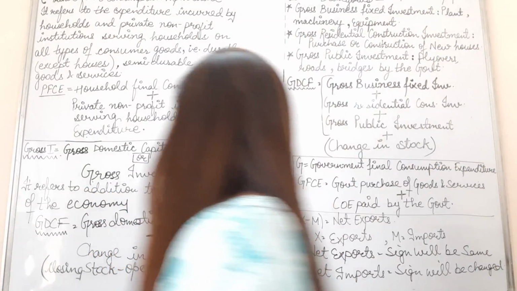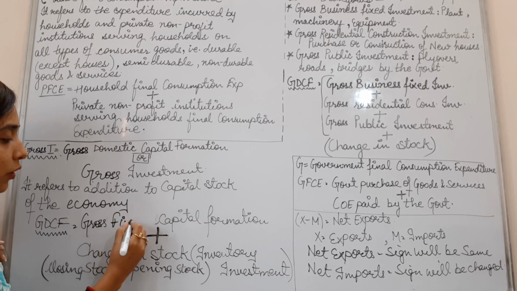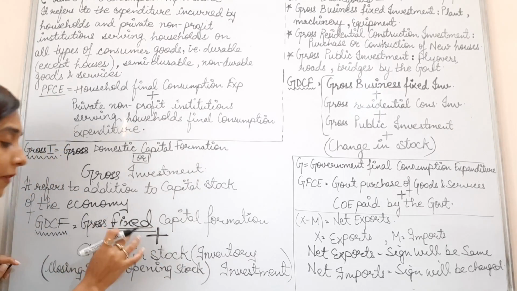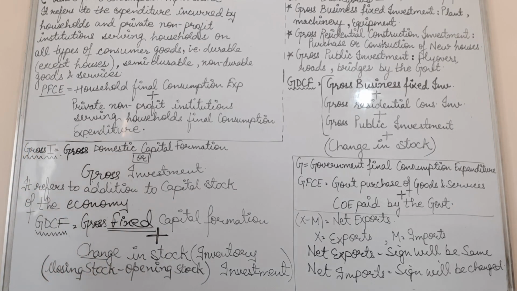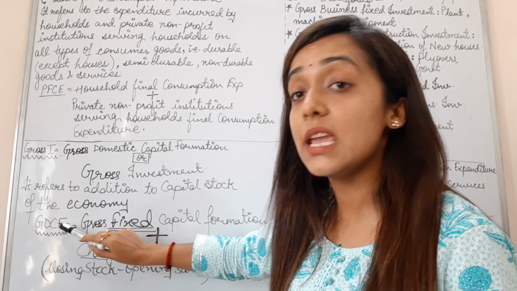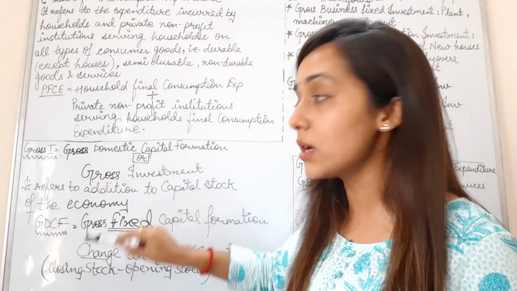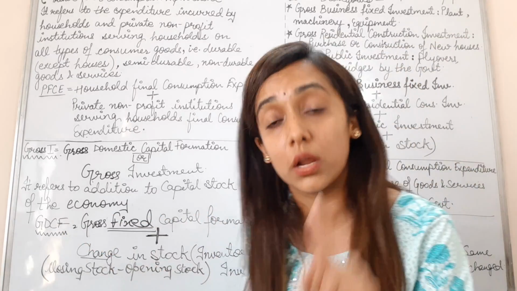Gross fixed capital formation. If the word fixed is given, then in the question, change in stock will be added. This is the formula for calculating GDCF, gross domestic capital formation. What is gross I? It refers to the addition to capital stock of the economy.